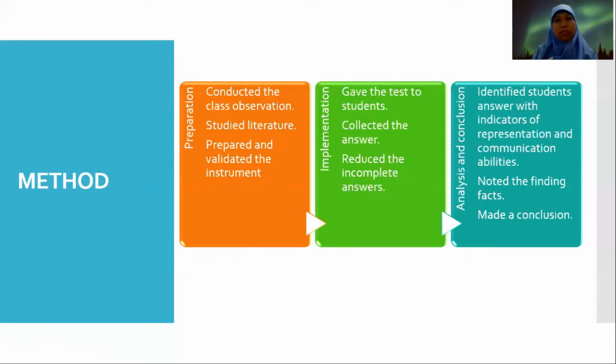And then after I collected the answers, there are 145 students that I retrieved. I mean, I eliminated some answers from students who didn't answer all the 3 questions, such that I have 145 students' answers. After I collected the answers, I reduced them and identified and noted the students' answers with the indicators of representation and communication abilities.